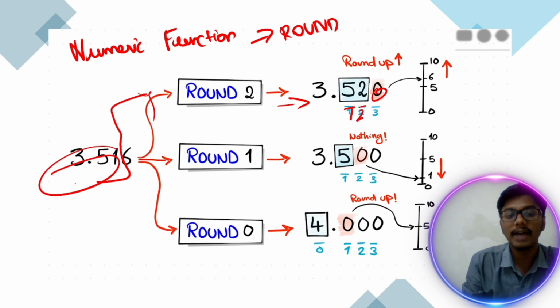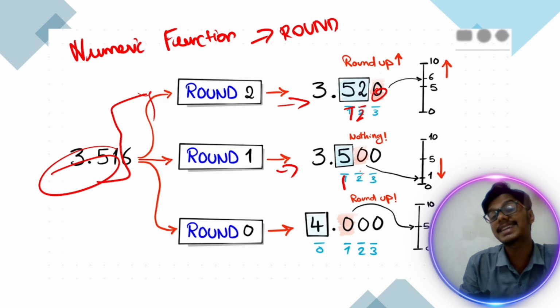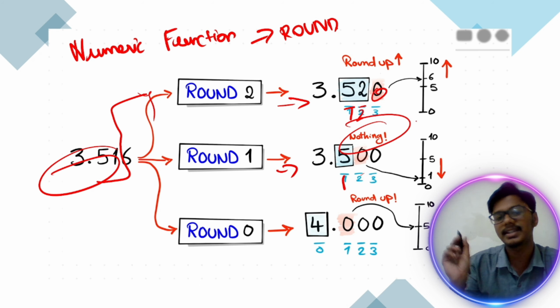Again, if I give this number to round and I want the output as 1 decimal, SQL will consider the 5 as the 1st and the second number will be checked whether it's greater than 5 or less than 5. Now the number is less than 5, right? So there is nothing, we don't want to consider it. That's why I am writing it as nothing.